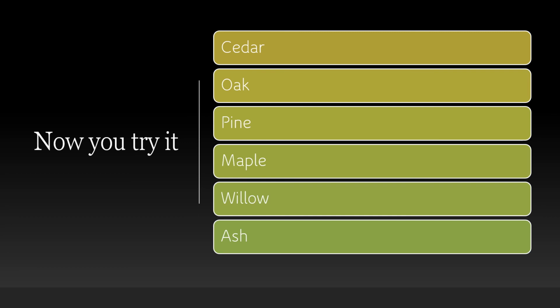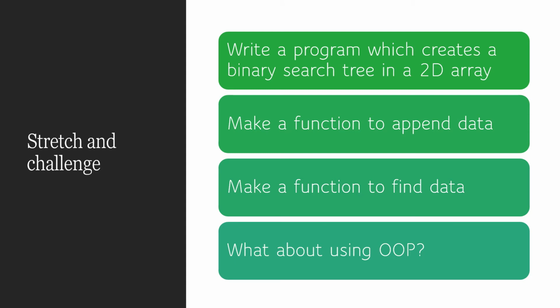There is an extension activity on the next slide, but this is very, very optional. So the optional stretch and challenge activity is to try to write a program which creates a binary search tree in a 2D array. You could use the array that you've just made, and you could hard code those data values in if you like, and then write new functions to append and find data in that array by following the pointers. And if you prefer, you could do it using object-oriented programming.